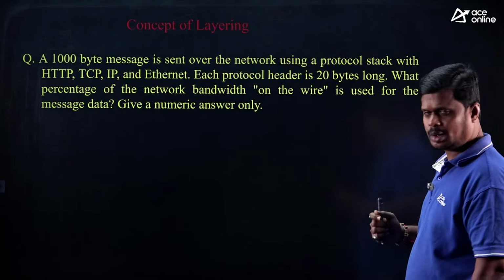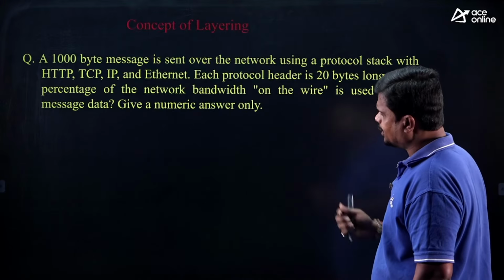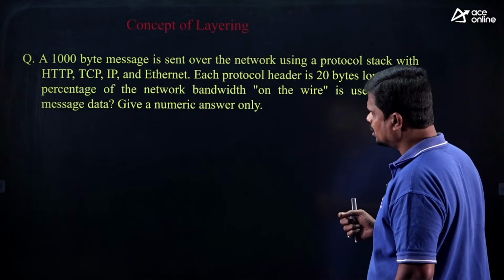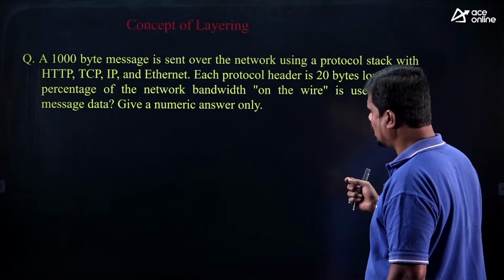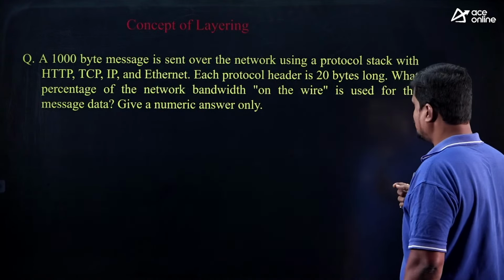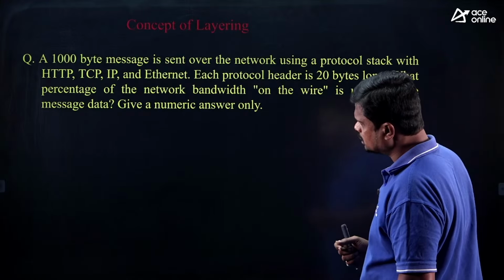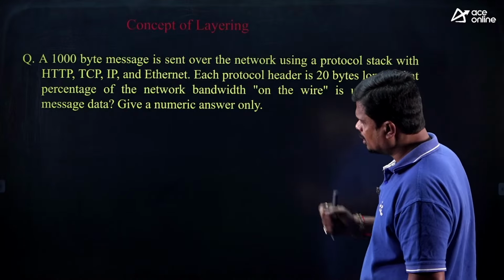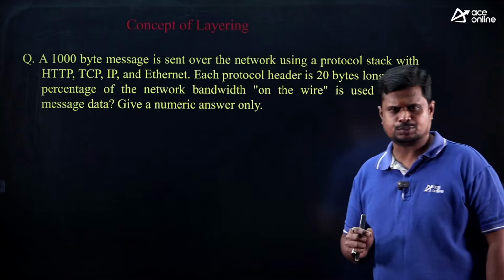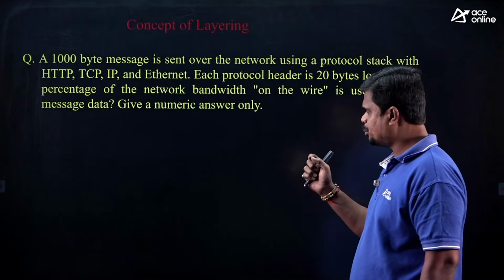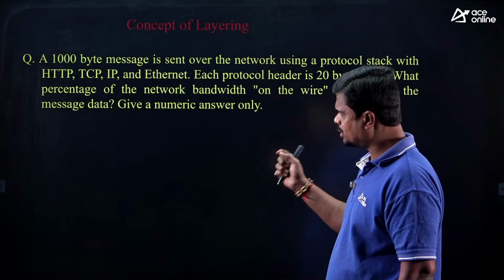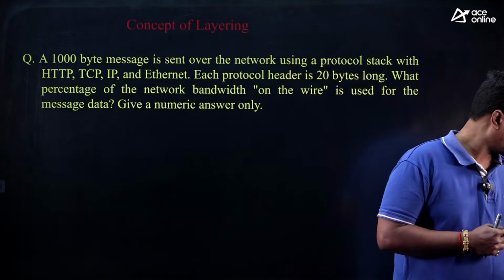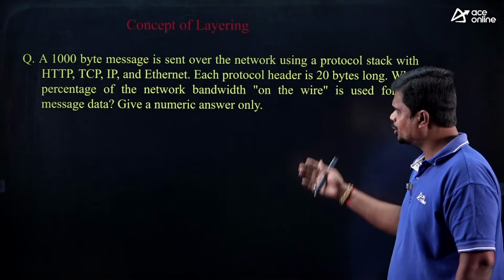The question statement: A 1000-byte message is sent over the network using a protocol stack with HTTP, TCP, IP and Ethernet. Each protocol header is 20 bytes long. What is the percentage of the network bandwidth on the wire that is used for message data? Only data, we are speaking about data. We are expecting a NAT type of question, so try to solve this question.